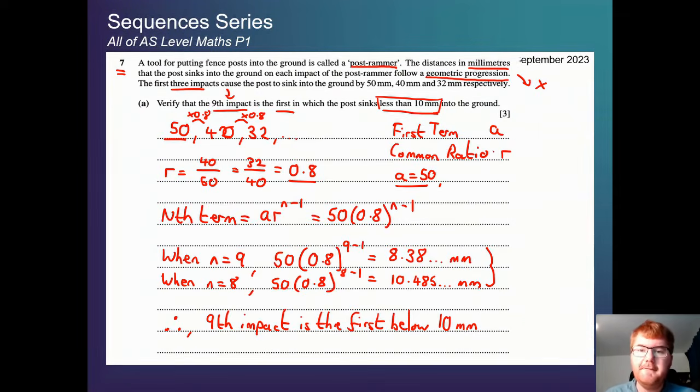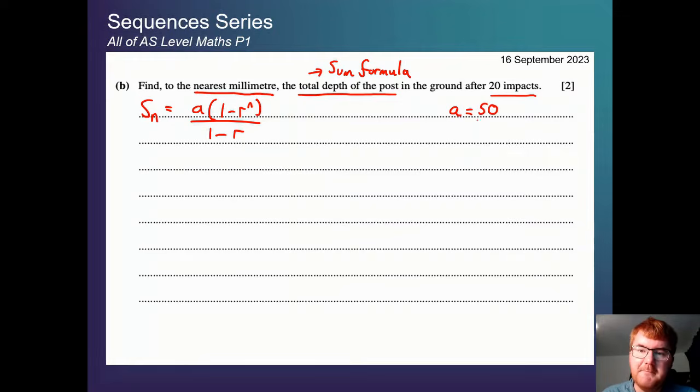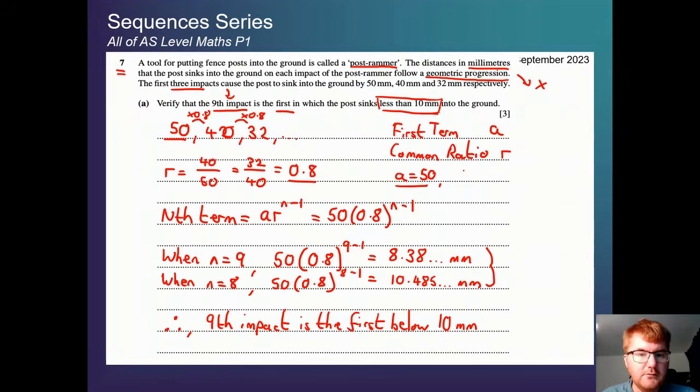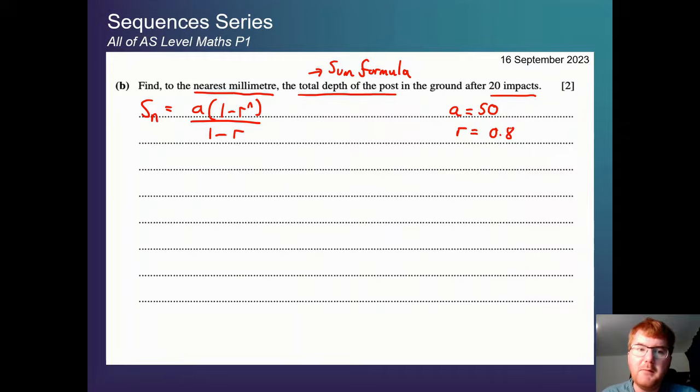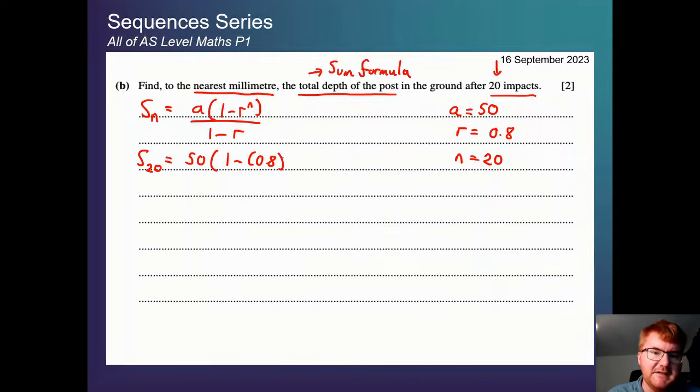So a, the first term, was equal to 50 here. The common ratio was equal to 0.8. And then we just pop this in. So we're looking for S20. So notice n here is equal to 20 because we have 20 impacts. So then we pop in 50, open brackets, 1 minus 0.8 to the power of n. However, we now know n, so we pop in 20. There we are. And then we have over 1 minus 0.8.